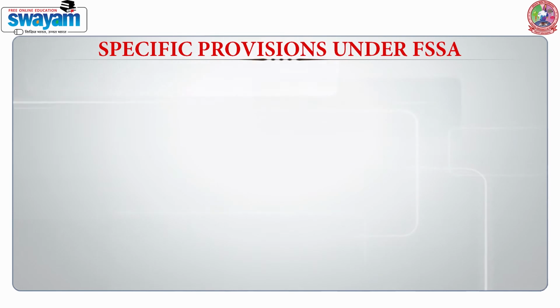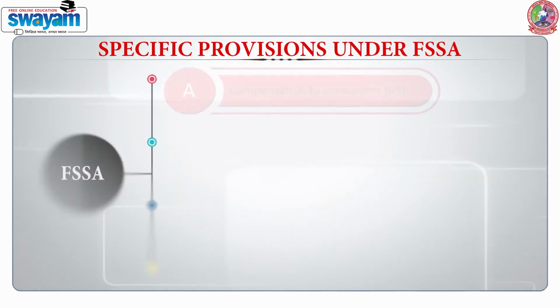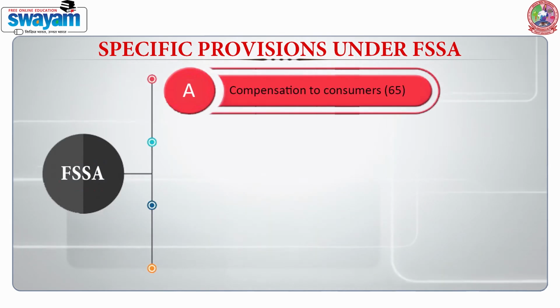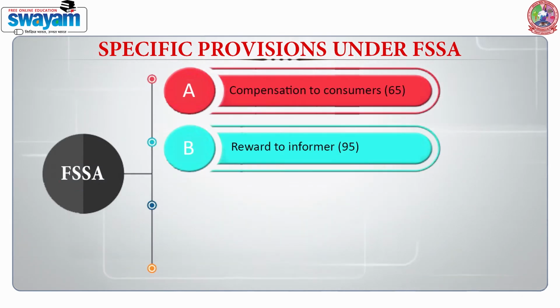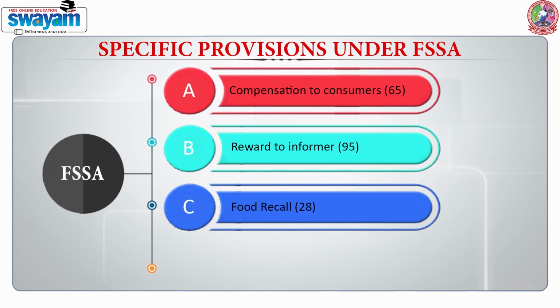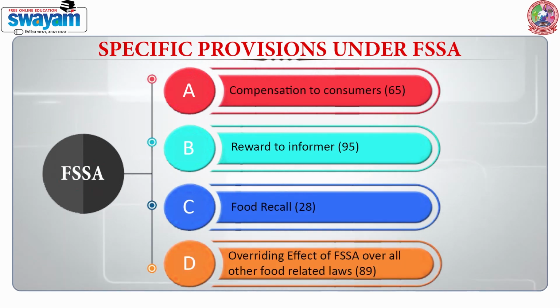When we talk about the specific provisions under the Food Safety and Standard Act, we have compensation to the consumers, we also have reward to the informer, we have also a very important part of food safety, that is the recall mechanism, and also we are overriding the effect of FSSA over all the other food related laws till date.